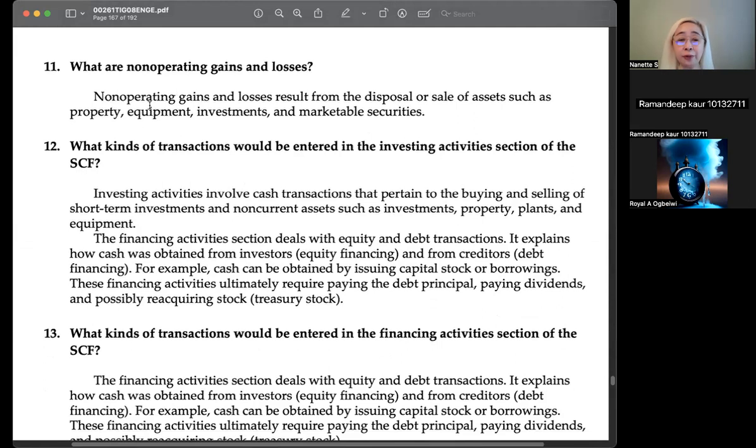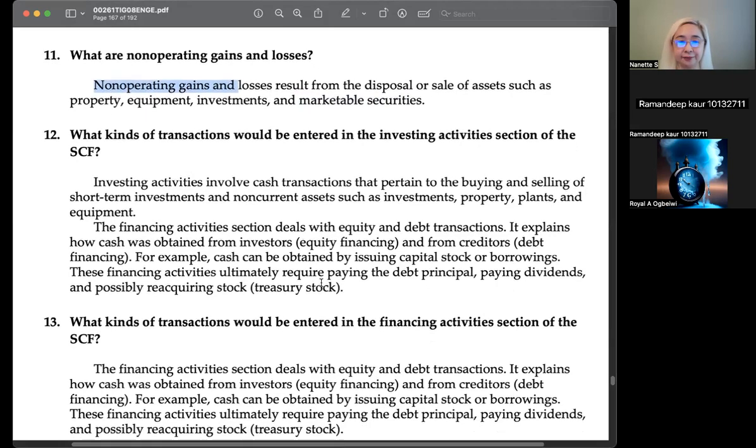So for non-operating gains and losses, these are results from the disposal or sale of assets. So when you sell your property, some of your equipment, or some of your investments, like in the stock market, and also some of your marketable securities, this would be your non-operating gains and losses.